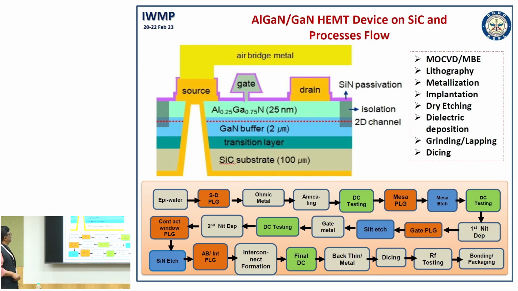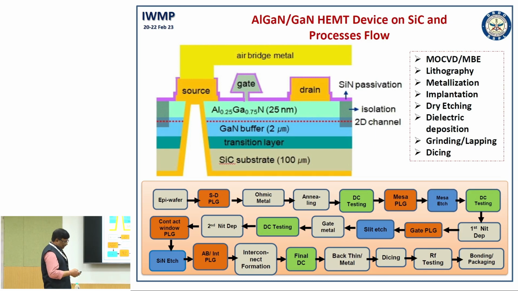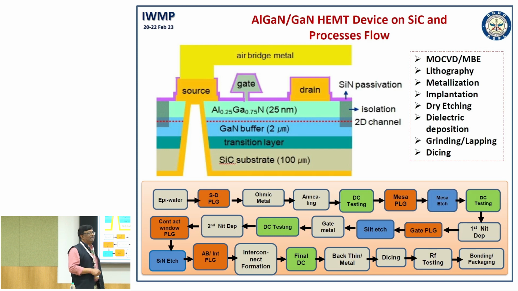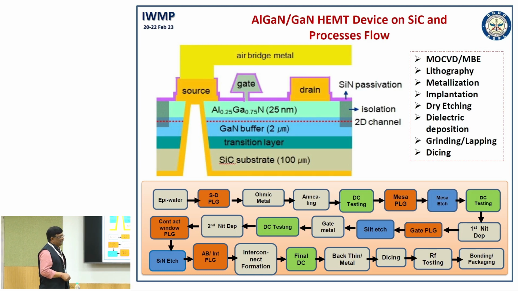So, if you look at the AlGaN/GaN HEMT device technology, the main process requirements are: you have to have a material structure growth, and that is done by MOCVD, metallo organic chemical vapor deposition system, or molecular beam epitaxy. Then lithography, it can be optical lithography or electron beam lithography. Then metallization techniques to have your ohmic and Schottky contacts. Then implantation or dry etching to have the device isolation, and then dielectric deposition.